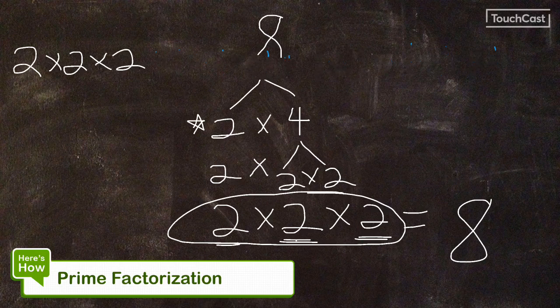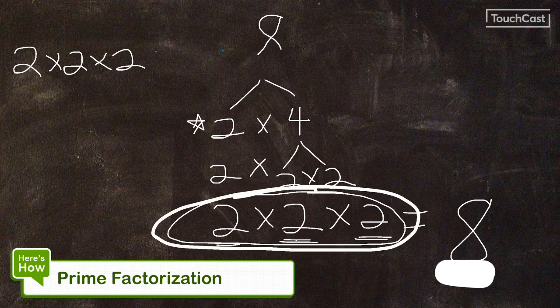Another good thing to know about prime factorization is there is only one unique prime factorization for every number. So the only way to make 8 using prime factorization is 2 times 2 times 2. That's the only way to do it. So let's try another one. Let's try a little bit harder one. Let's go ahead and try the number 32.